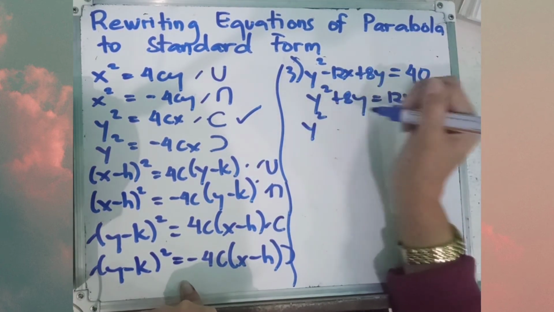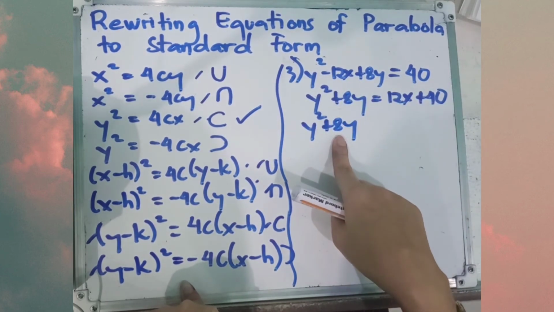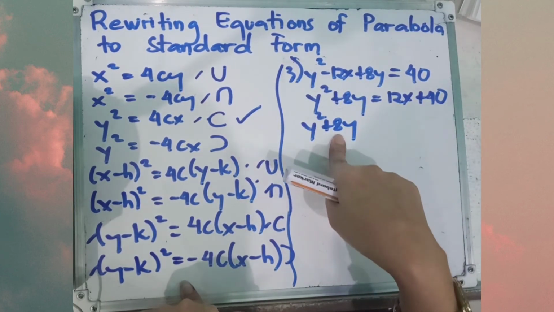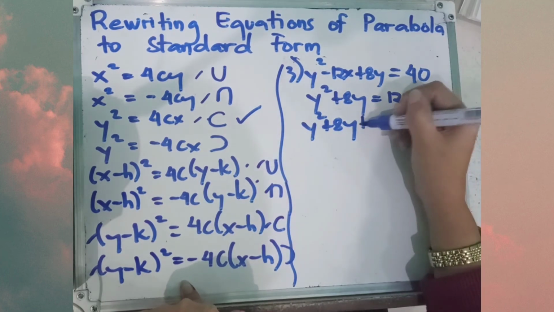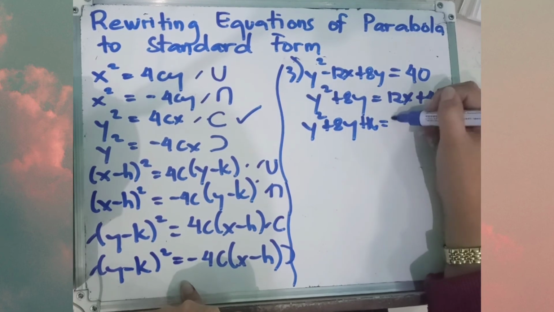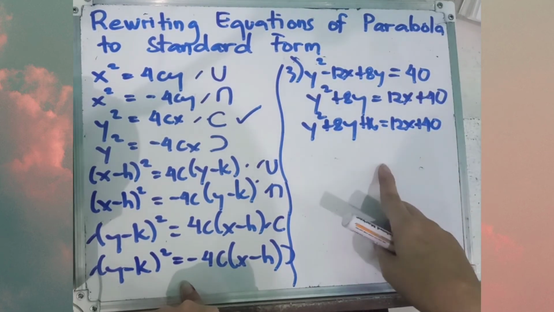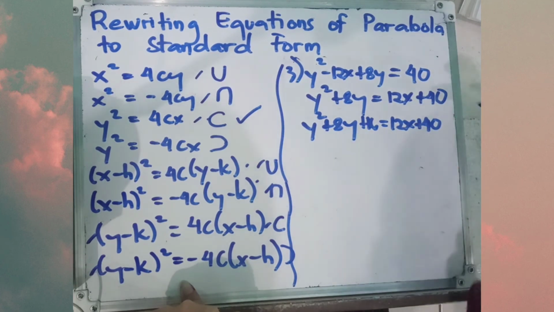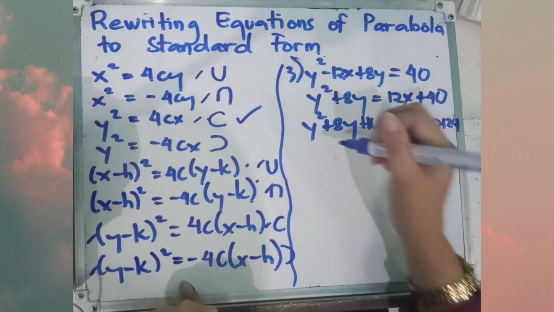So y squared plus 8y. Consider the coefficient 8. Divide that by 2, that's 4, square 4, that gives us 16. Equals 12x plus 40. Whatever number you added on the left side, you also add that to the right side. Simplify.